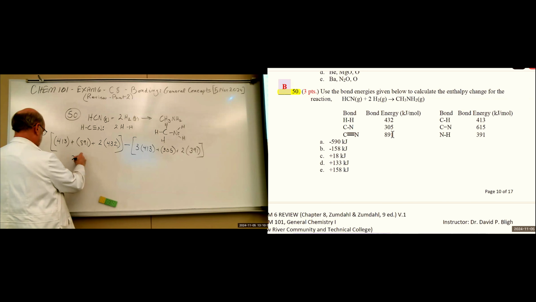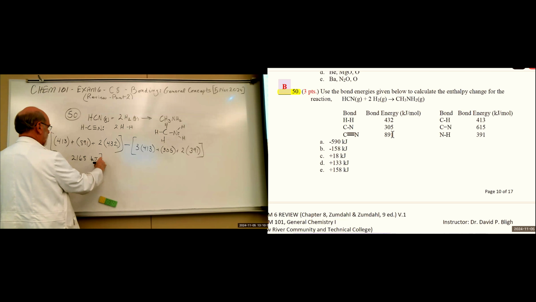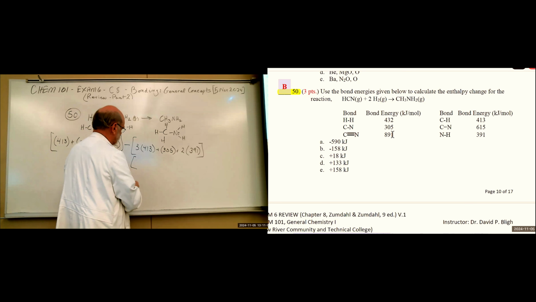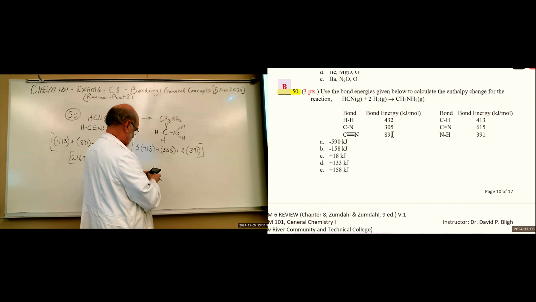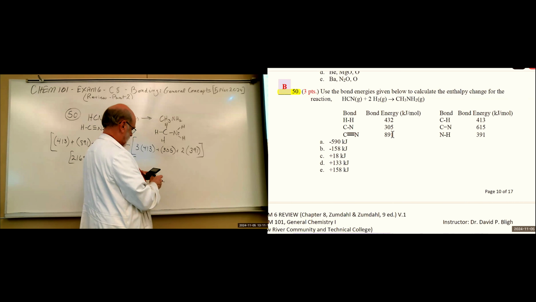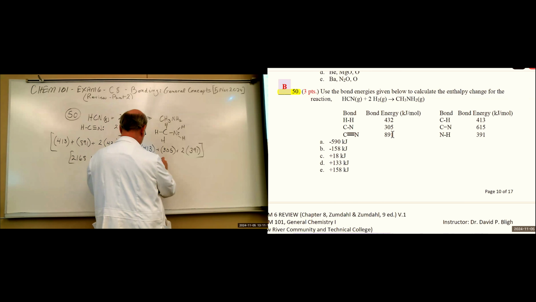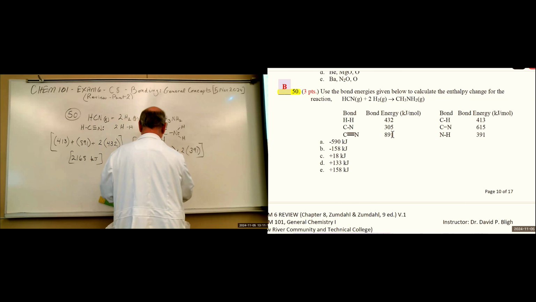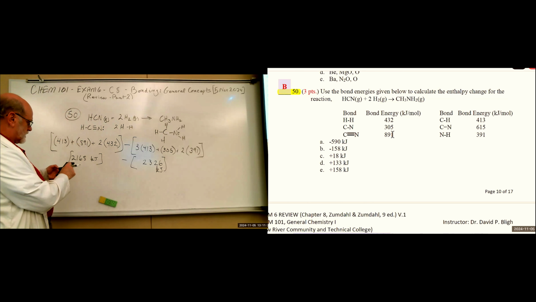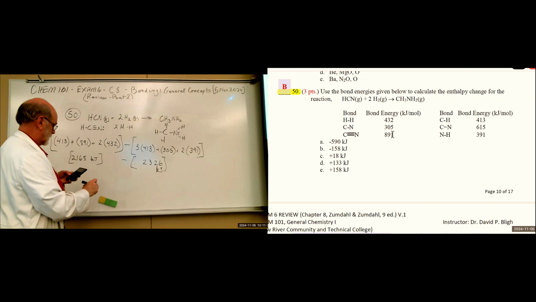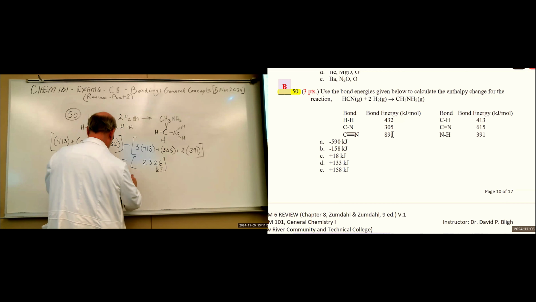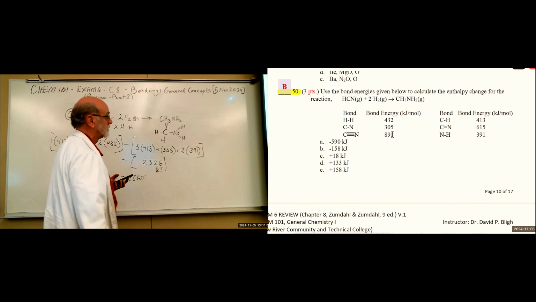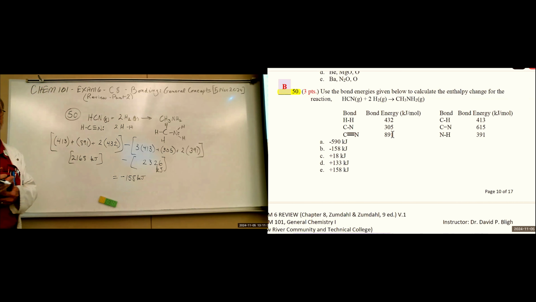So I got 2168 kilojoules for this side. On this side, we have 413 times 3, and then 305, added that in, and 391 times 2. Add those in, I get 2326 kilojoules. Okay, so let's see, I'm just checking. So this overall is minus 158 kilojoules. B.